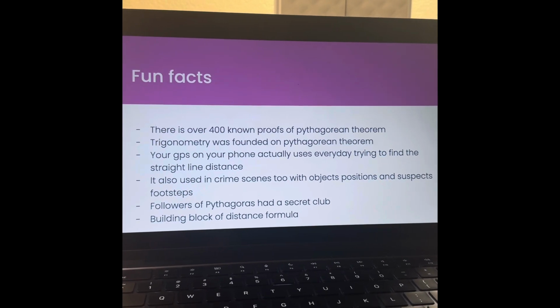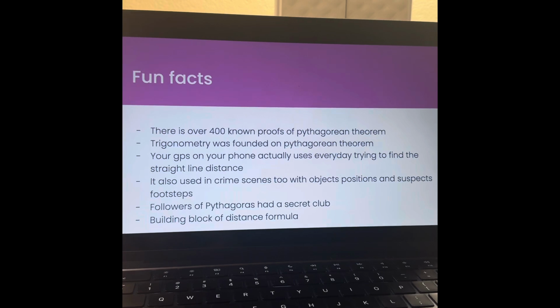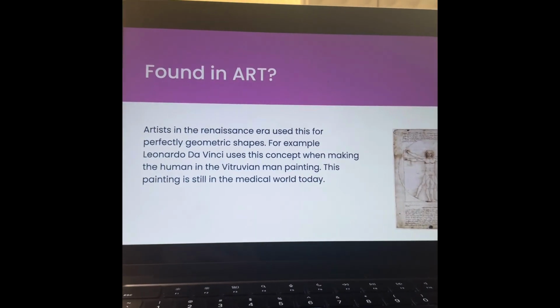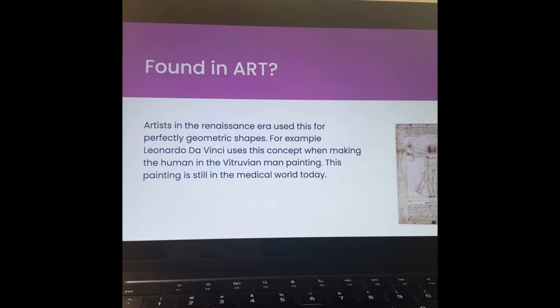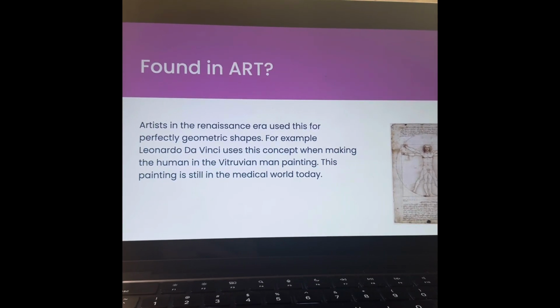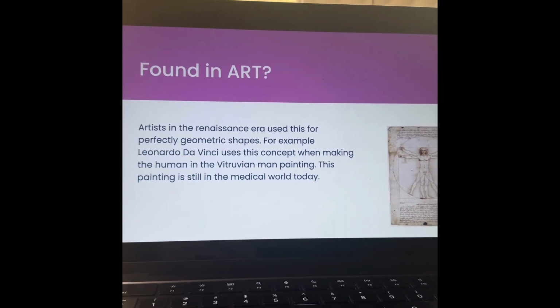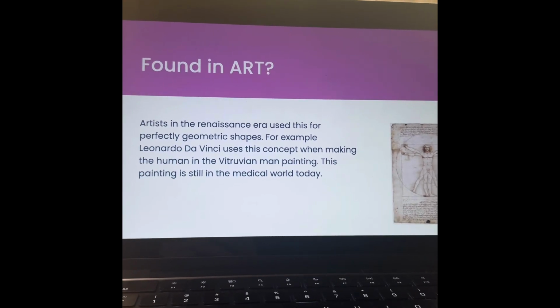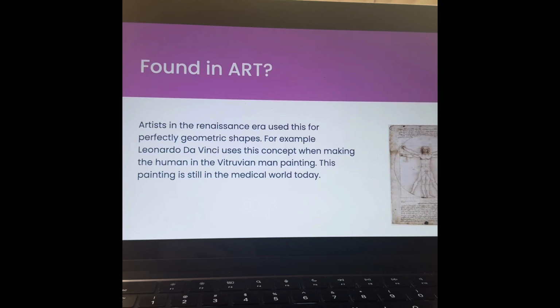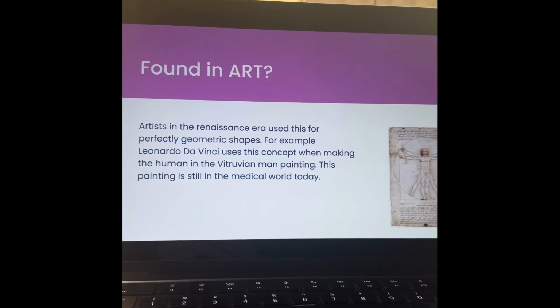The Pythagorean theorem is also a building block of the distance formula. The Pythagorean theorem is also found in art. Yep, you guessed it. Artists in the Renaissance era used this for perfectly geometric shapes. For example, Leonardo da Vinci used this concept when making the human in the Vitruvian Man painting. This painting is still used today in the medical world.